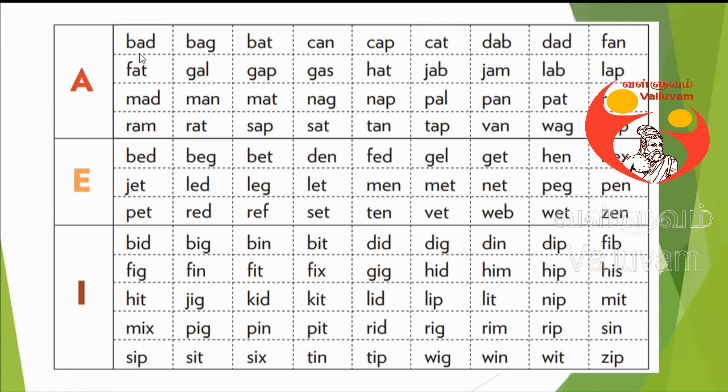So, Sanjana, can you try reading what this word says over here, this first word over here? Do you want to try? But. Yeah, so very close. B-a-d, bad.